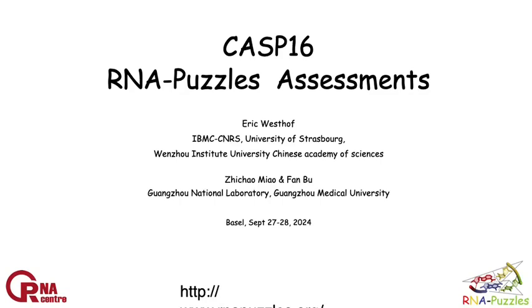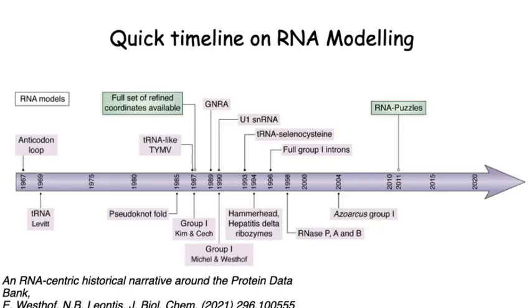So I will try to give a slightly different perspective from the excellent talk we just heard from Rachel, because we do a parallel assessment of the CASP16 targets. Just to start, RNA modeling did not start in 2020. It's an old story. In fact, the first model, really the important one, was from Michael Levitt in 1968 or 69.